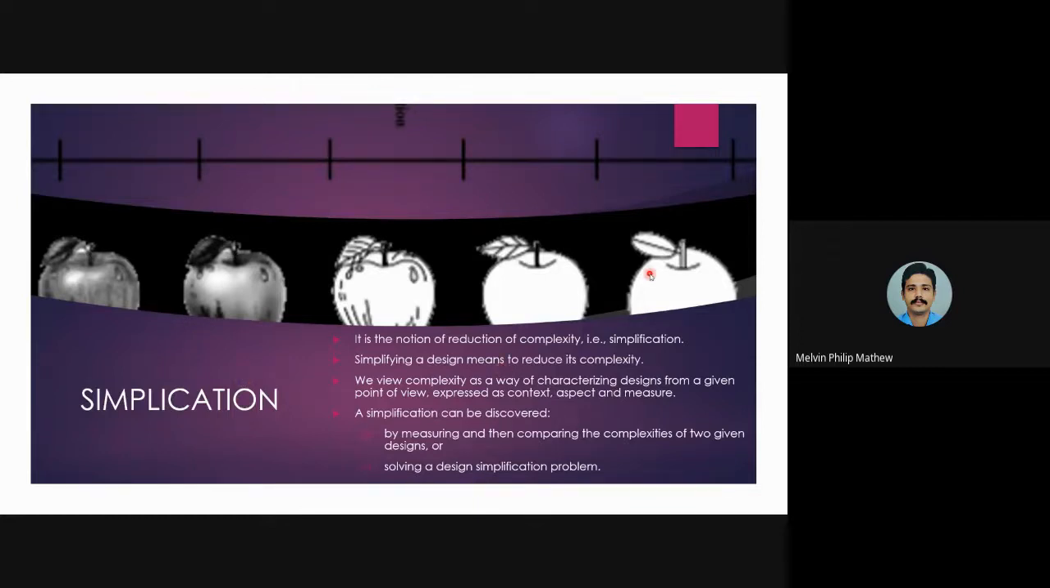A general simplification diagram is shown here. You can see, if an artist is drawing an apple, he will draw it in this manner. But if a regular person draws it, it will be in this manner. So that is what simplification means. There are various levels of simplification, and the simplest diagram, which you can understand, is this one, while this one is more complex. So that is the basic idea of simplification.